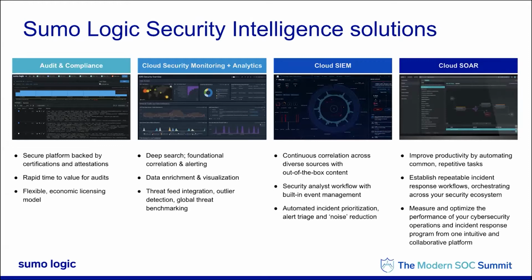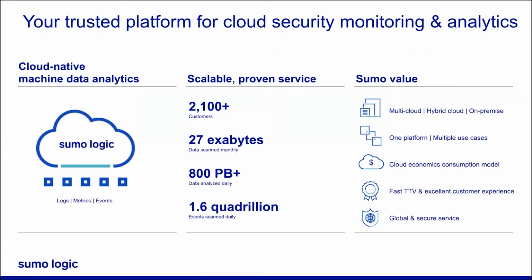Now, all of this is built on a platform. And this platform is cloud native, architected natively in AWS. It's this solution which allows more than 2,100 of our customers, many of you here, to use this across so many different use cases and situations, all on a single platform. You're getting the economies of scale with our consumption model.